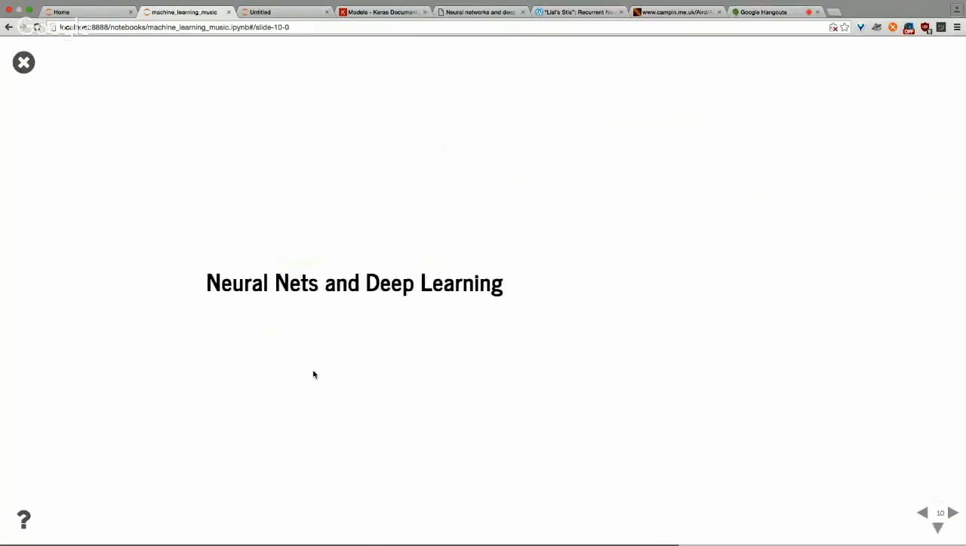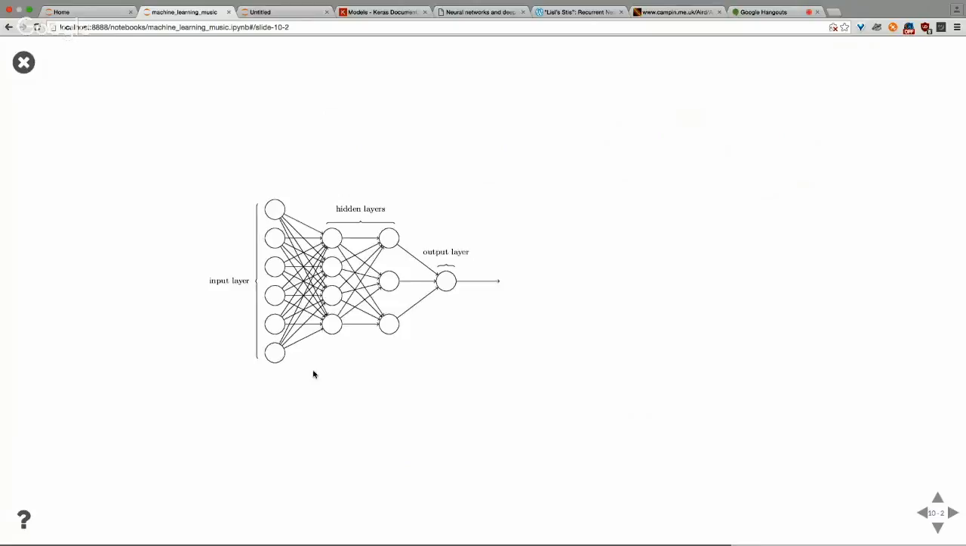Okay, so what's a neural net? A neural net, some people describe as being like a brain. Oh, there we go. Yeah, what are they? This is a neural net. And this is hideous to look at and has already put most of you off. But it's actually really simple.